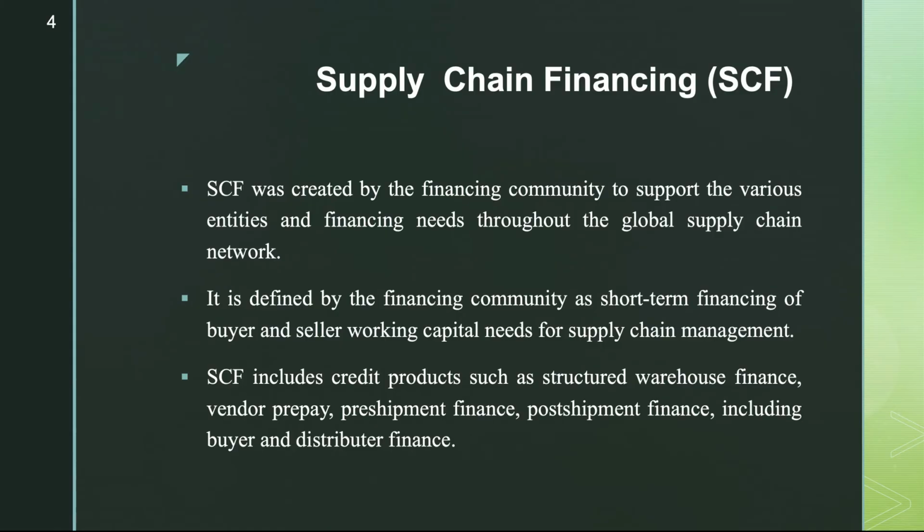Even though it is not so old, this SCF practice is most commonly seen in countries like the US and Europe, and majorly in Europe, in the UK and Germany, which are more commerce focused areas.